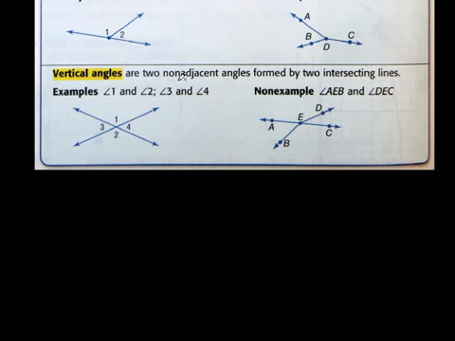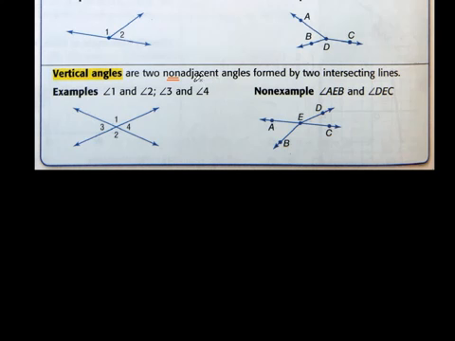They're two non-adjacent angles. So they're not going to be adjacent to each other, and they're formed by two intersecting lines. Basically, if you take two lines and intersect them, you're going to get two pairs of vertical angles, and they're the angles that are across from each other, the non-adjacent ones. See how 1 and 4 would be adjacent to each other? 1 and 3 would be adjacent. So which ones are non-adjacent? They're the ones that are across from each other. So angle 1 and 2 are non-adjacent, and they are vertical angles. And then also 3 and 4 are across from each other, and they're vertical angles as well.